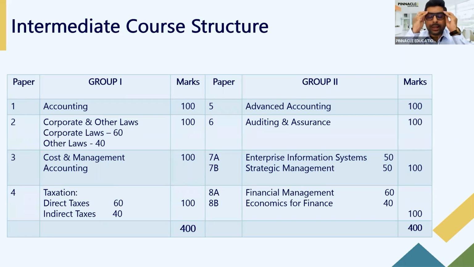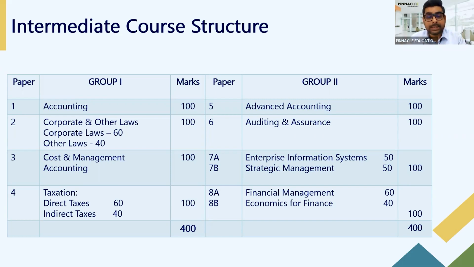In your second group, you again have four papers. Paper number five is advanced accounting. So instead of one paper in accounts, now you have two papers of 100 marks each in accounts. So paper five is advanced accounting. Paper six is auditing and assurance, which is again a new paper altogether.